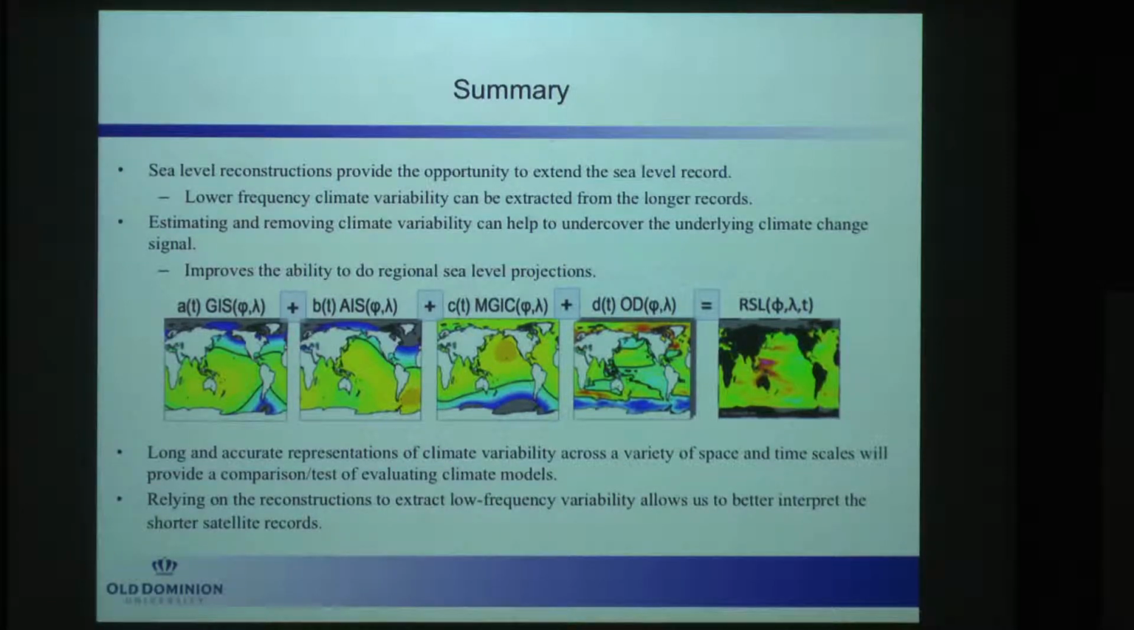So these are just fingerprints for the ice sheets, the glaciers, and ocean dynamics. And by removing the impact of climate variability, you've simplified this problem. So now you only have to really, not that I've explained all of the climate variability, but if you could, you then have to worry about fewer components contributing to regional relative sea level rise, and the projection problem becomes a little bit easier.